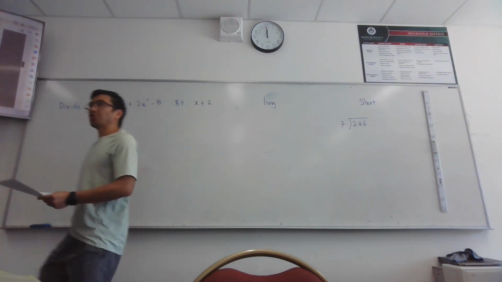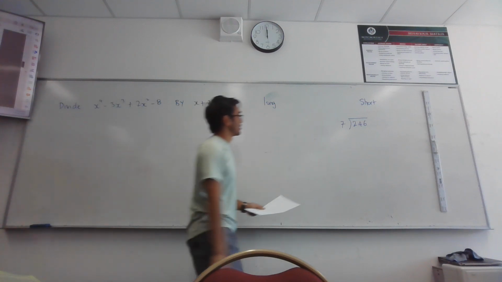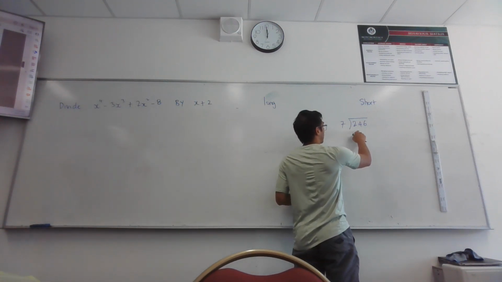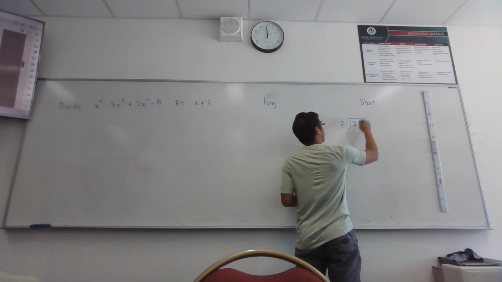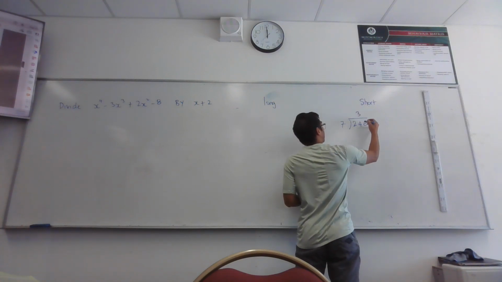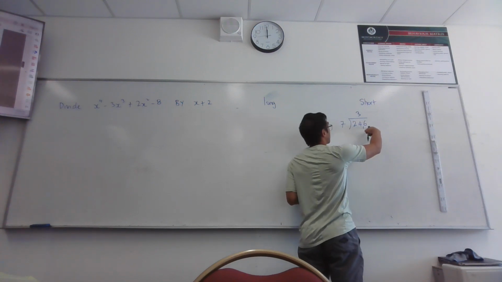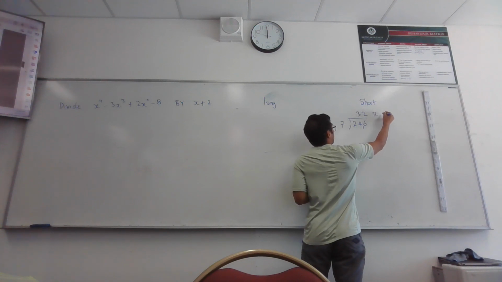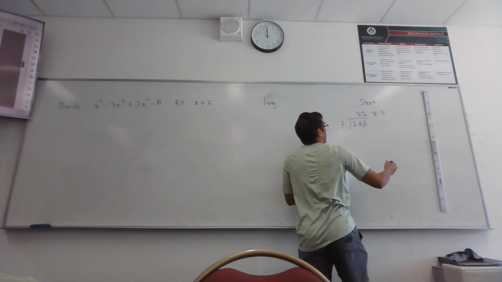Okay, short division, 246 divided by 7. Does 7 fit into 2? No. 7 fit in 24? How many times? 3. Remainder? Does 7 fit into 16? How many times? Twice. Remainder? 2. Okay.